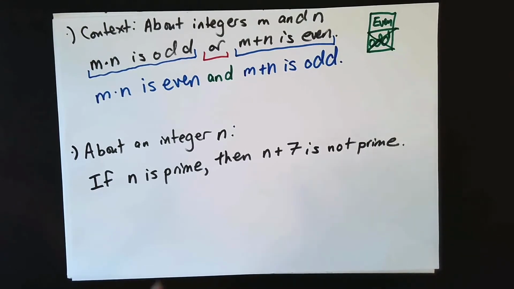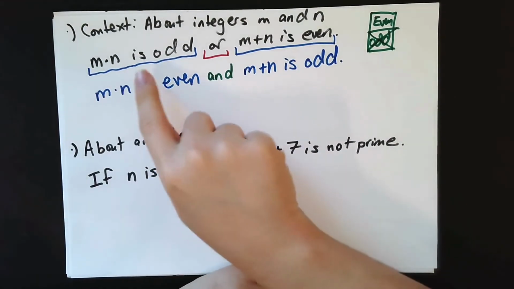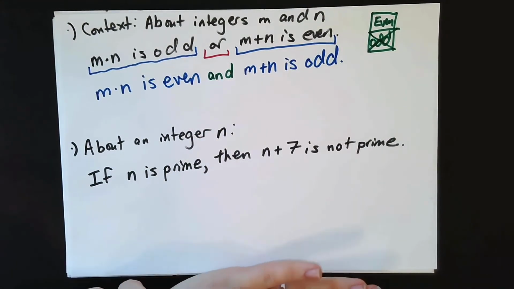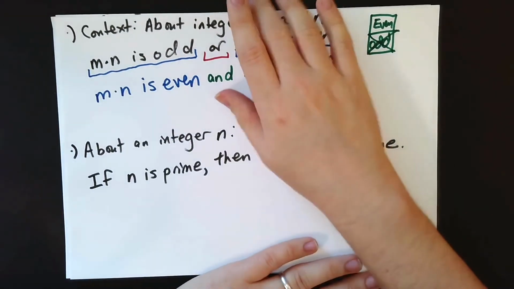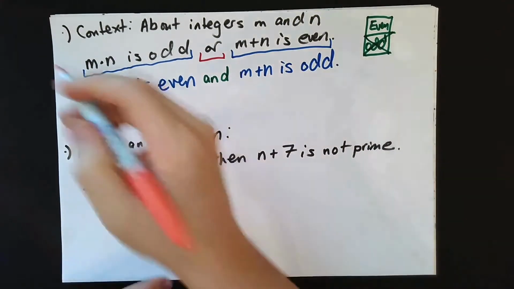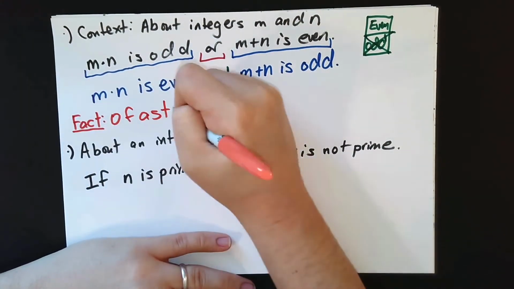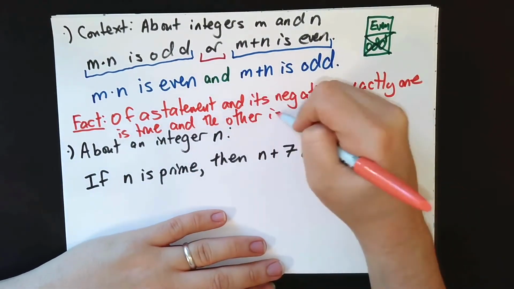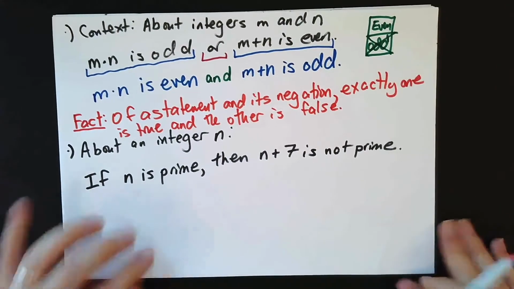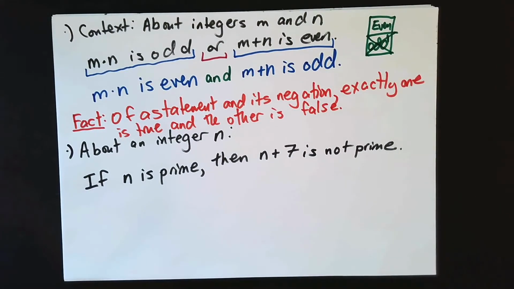Again, we do not have to think about the truth value of anything that's floating around here. Indeed, depending on what m and n are, it might be the case that m times n is odd or m plus n is even. Or it might not be the case that m times n is odd or m plus n is even. But one thing that you can keep in mind is always true is that of a statement and its negation, exactly one of them is always true and the other is false. So no matter what m and n I choose, one of these two is true and the other is false.